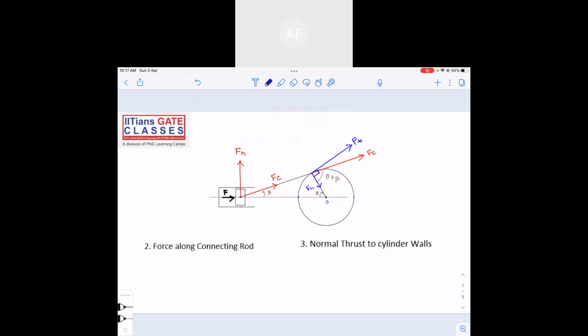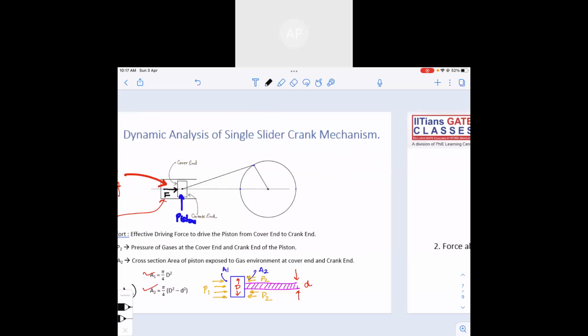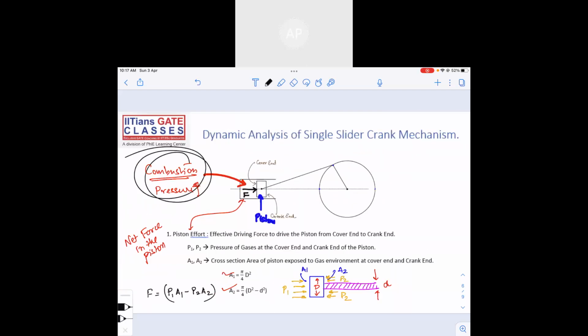So this is the piston effort. We got to know how to find out the piston effort. The main reason why the piston effort is developed is the combustion of the gases, the fuel and gas.